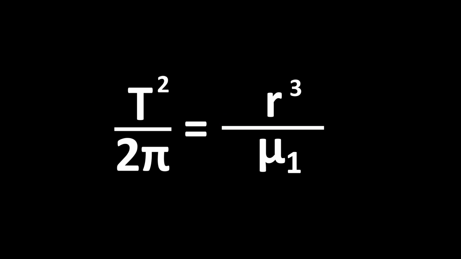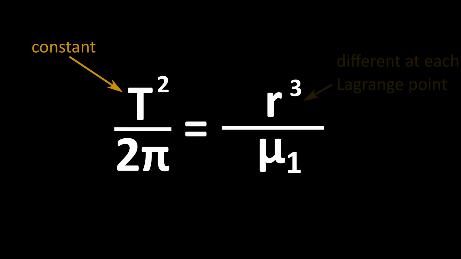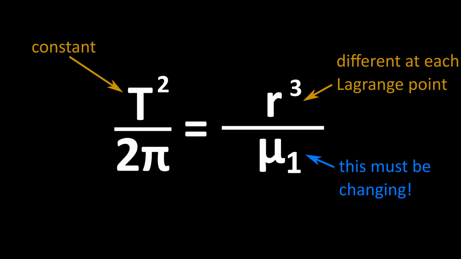The orbital period is fixed, so the only remaining variable that we can play with to alter the orbital radius is the gravitational parameter. This is the well-kept secret of the Lagrange points. Each point has a slightly different effective gravitational parameter.